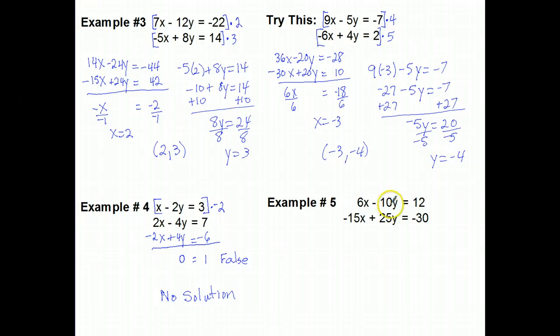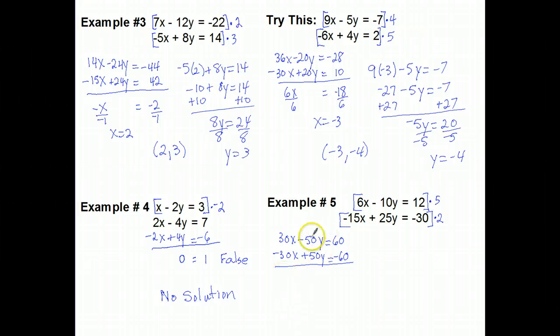Okay, look at 5. Let's eliminate the, let's see, well, we're going to have to multiply both equations. Let's go for the y's and go with 50. So if I want 50y and negative 50y, I can make this the negative 50y by multiplying by 5. And this equation, I can make this a positive 50 by multiplying the whole equation by 2. And then 5 times 6x is 30x minus 50y equals 60. And on the bottom, negative 30x plus 50y equals negative 60.